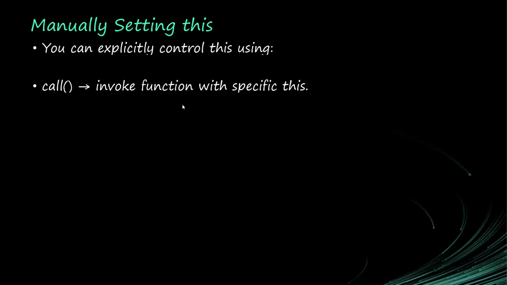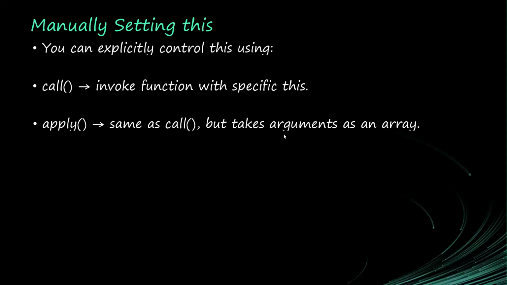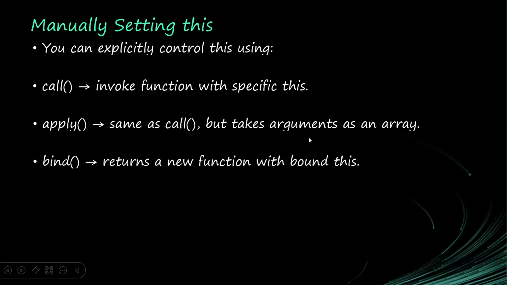Okay, so you can manually set this keyword. How can you do that? You can actually use the call method to invoke functions with a specific this. You can actually use the apply method. You can actually use the bind method. Okay. So now look at what I'm going to do.